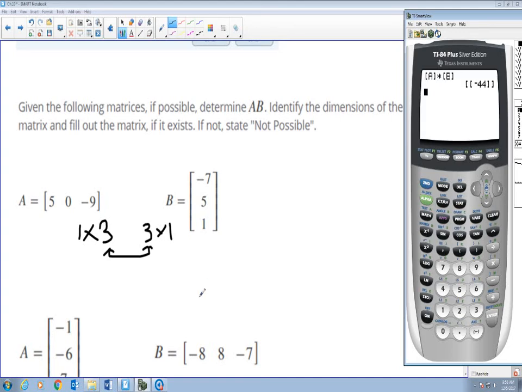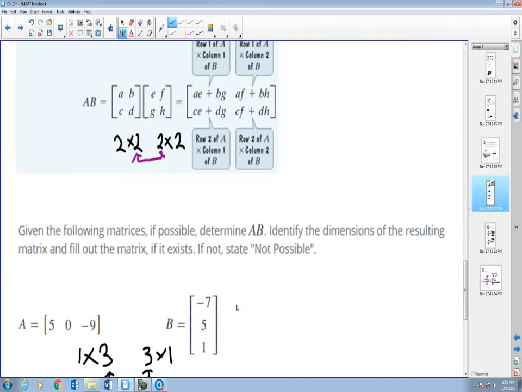That's my answer, just -44. Row by column, otherwise you just give me that answer and I'm only going to end up with 1 answer. So how do they do it? First row times first column only gives me the 1, 1 entry. So that will be 5 times that, plus this times that, plus this times that, just like what the formula shows up here.